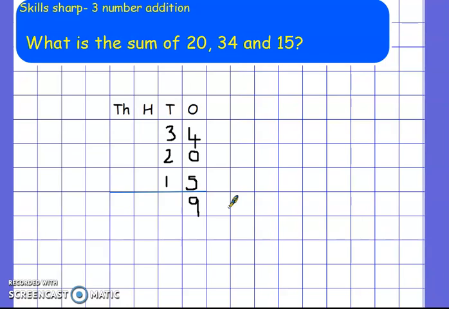Moving on to the tens column, add 3 tens, 2 and 1 tens together to give 6 tens. So the sum of 20, 34 and 15 is 69. Well done if you got that correct, give yourself a tick.